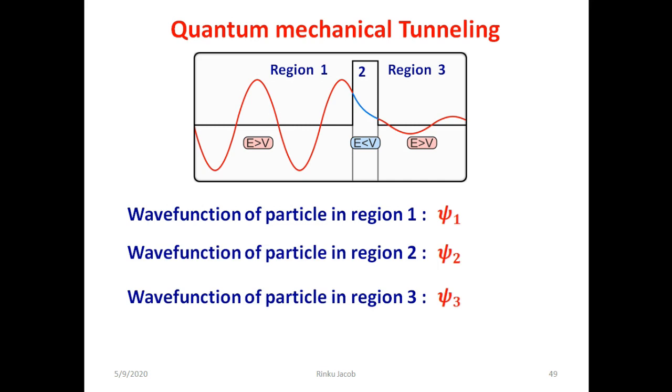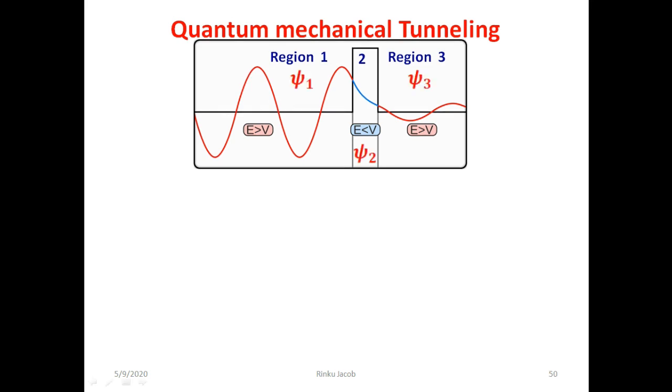From the figure, it is clear that the wave function in region 1, that is psi 1, will contain information about the incident and reflected waves from the barrier. And the wave function in region 3, that is psi 3, will contain only the information about the transmitted wave, as there is no reflected wave in region 3.